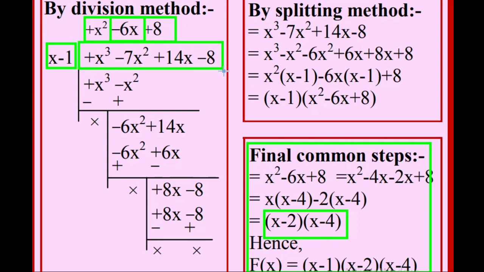And the question simply says factorize the given polynomial. Hence, after getting the answer, we are bound to write the answer in product form.